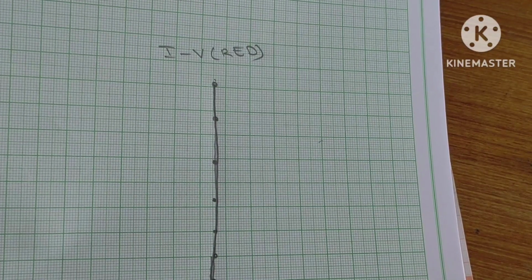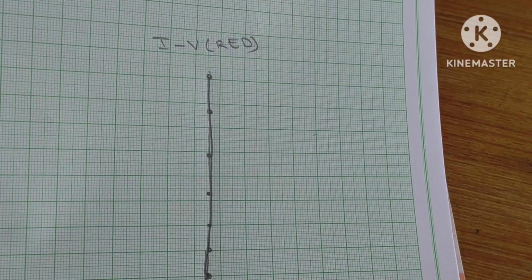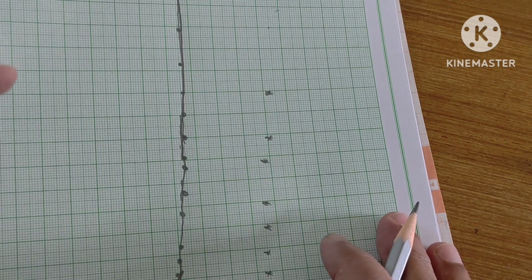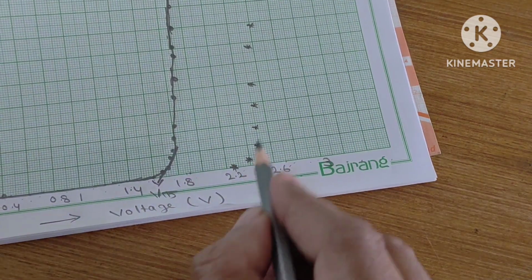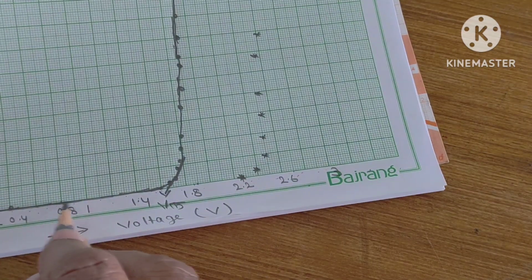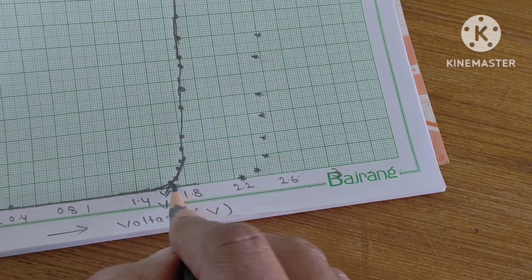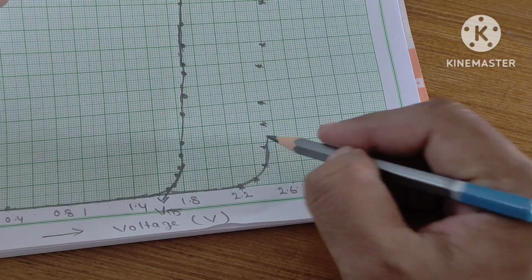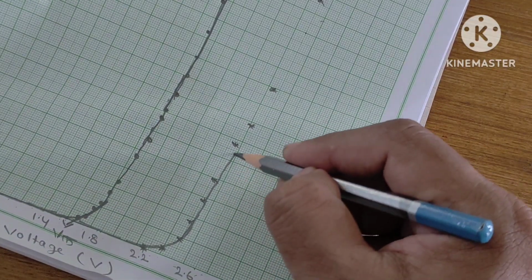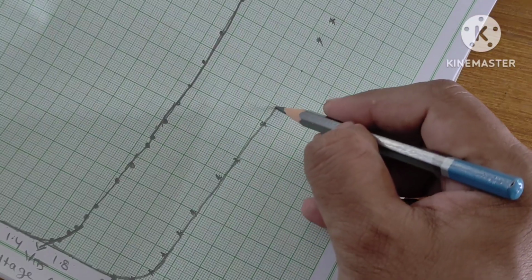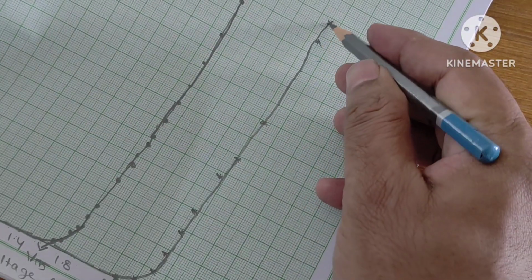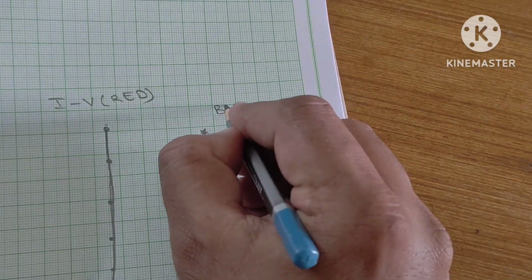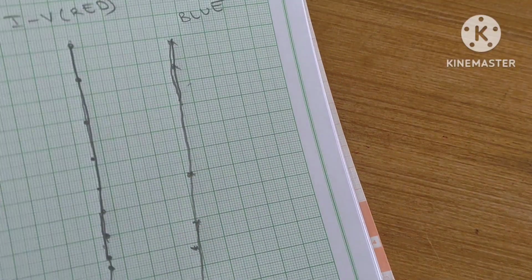Similarly, when we draw the blue curve, the diagram is like this. For the blue, see here, these star points are related to the blue. When we join all these points, see here the diagram. This is the curve related to the blue IV characteristics.